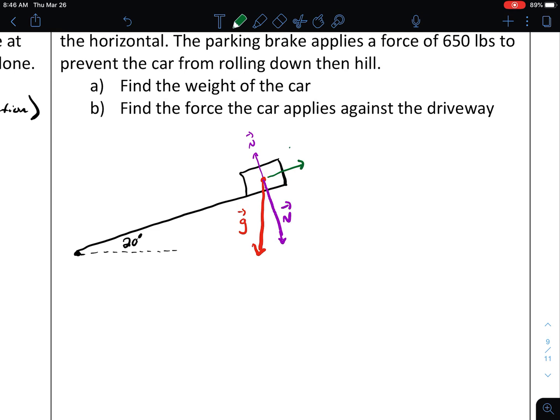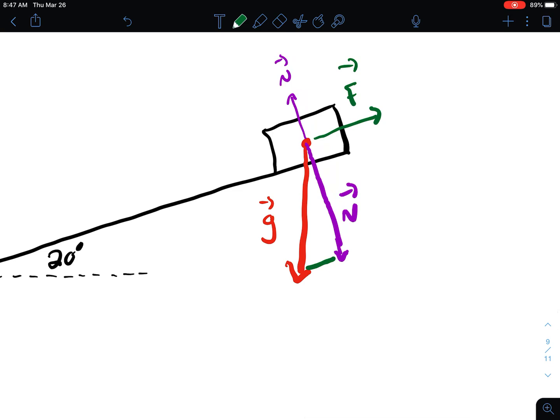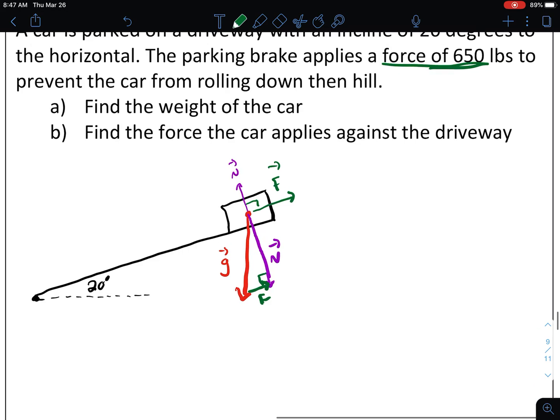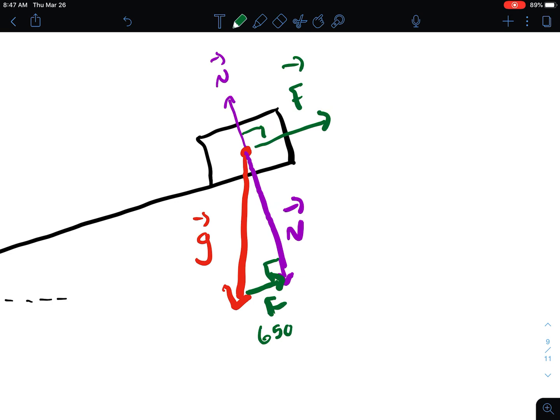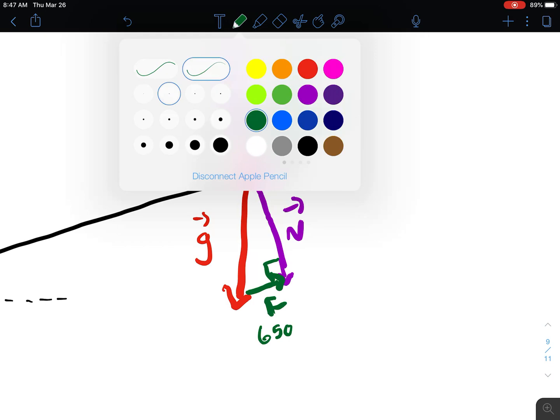And the parking brake here is acting in this direction to keep it from going down the hill. So the parking brake applies that force of 650 pounds. So I come back down here into this triangle, and there's my parking brake force. And the angle between the normal force and the force parallel to the surface is 90, so I have a 90-degree angle in here. The force the parking brake applied was 650 pounds. So I know F was 650.